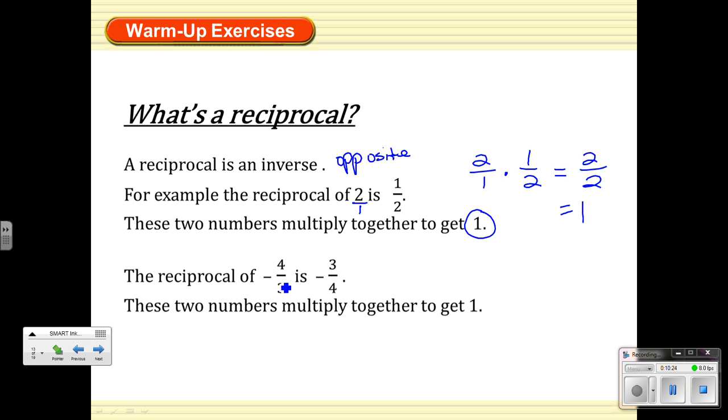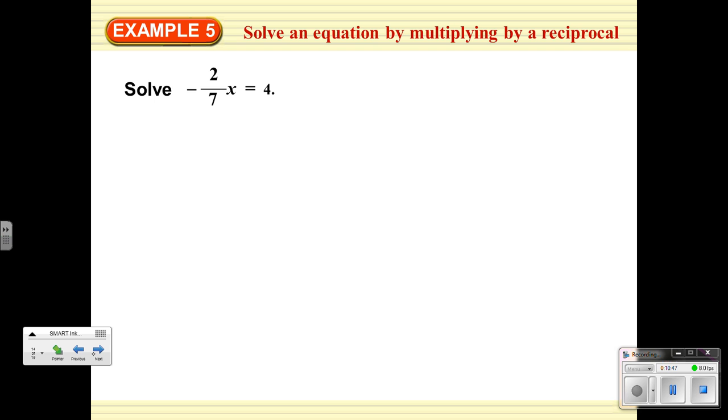Okay, so the reciprocal of -4/3 is -3/4 because my negatives need to cancel out to give me that positive 1. So I can multiply those together. 4 times 3 is 12. 3 times 4 is 12. My negative times a negative is a positive, which again equals positive 1. So now let's see how we can use reciprocals.